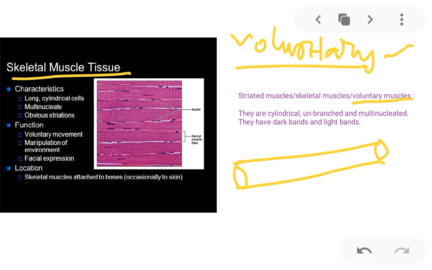Actually every cell is single nucleate, right? But this is the exceptional case. Skeletal tissue is multinucleate. Many nuclei are located in them. Many nuclei are there, so we call them multinucleate.